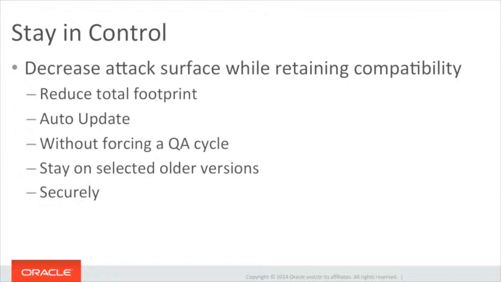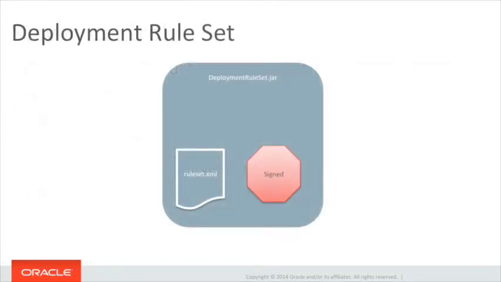To recap, once we have gotten a perfect inventory, we want to use this information to reduce our total footprint. Then we need something that allows us to auto-update without the risk of application breaking and forcing QA cycles. And we want to be able to keep old versions of Java installed for some specific applications, but we do not want this to pose a security risk. The core feature here is something called Deployment Rule Set, or DRS.